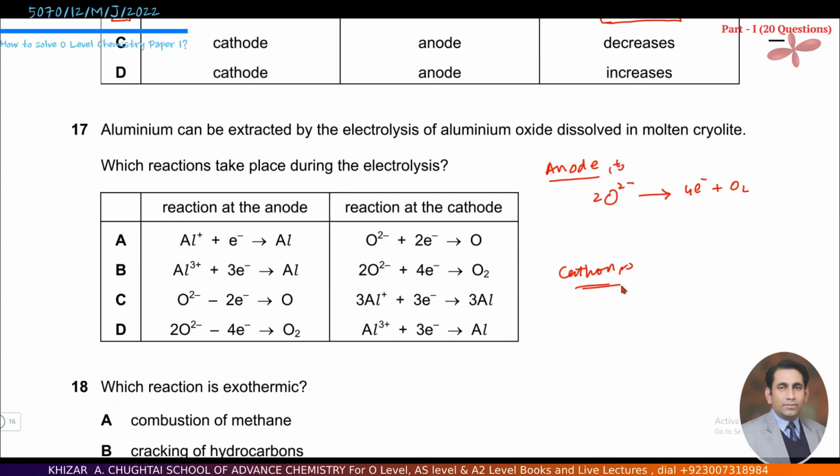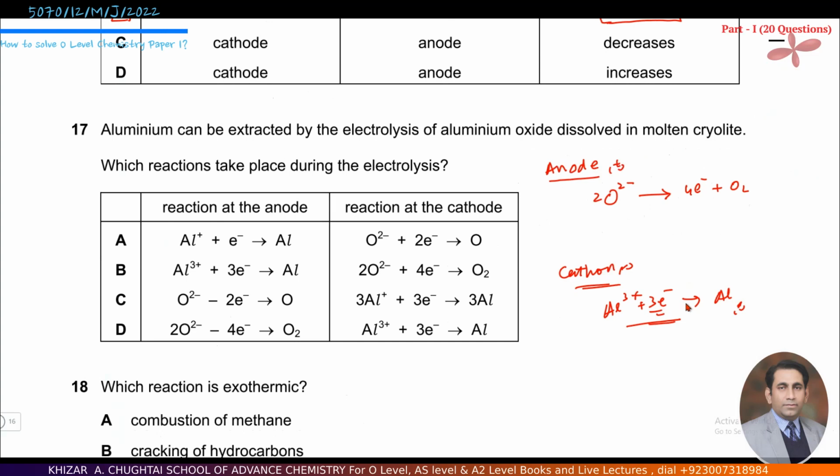What is happening at the cathode? Aluminium 3 positive ion is gaining 3 moles of electrons, and it is changing itself into aluminium liquid. And this is the correct variant of the reaction happening at the cathode.